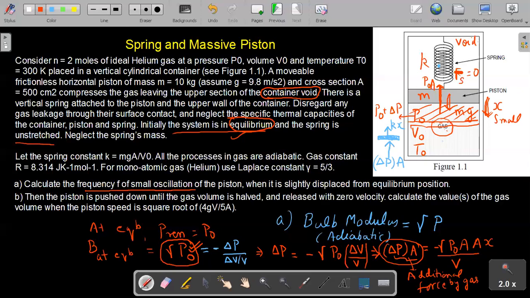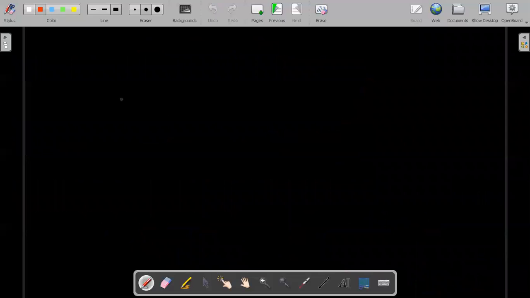If you completely solve it, notice that the force kx is in the upward direction on the spring, and then the force delta P into A is also in the upward direction. These two forces are added because they are in the same direction. And now the net restoring force.